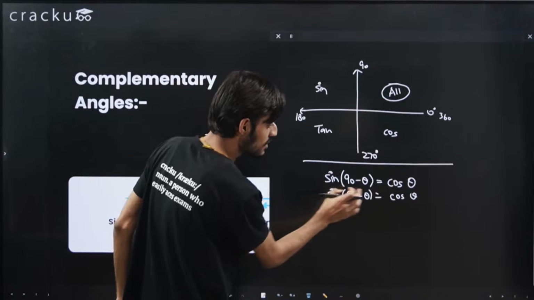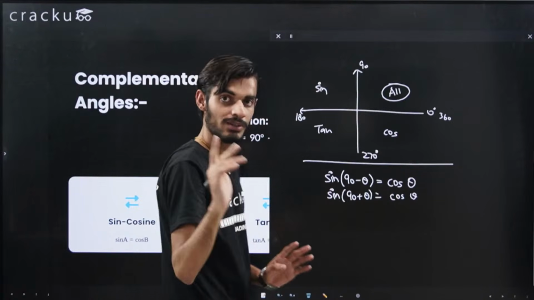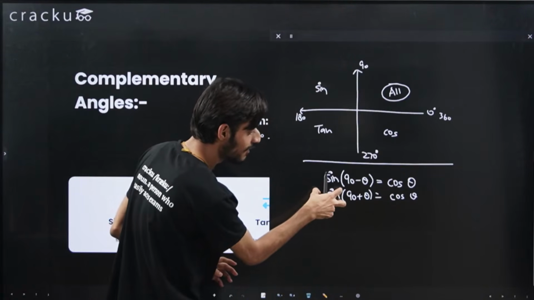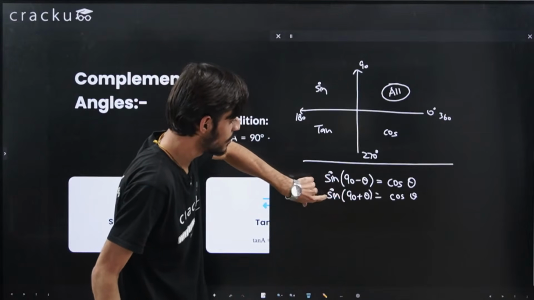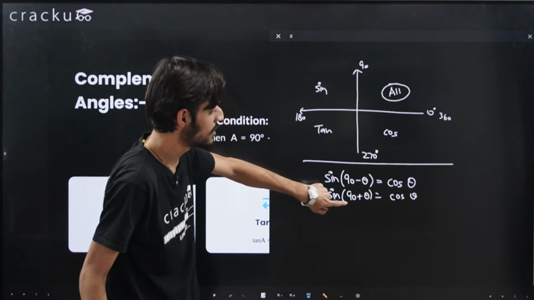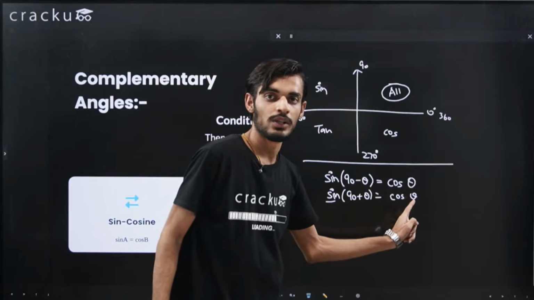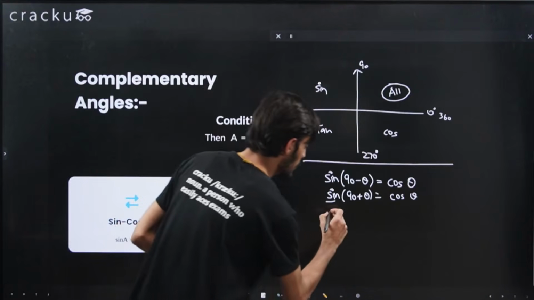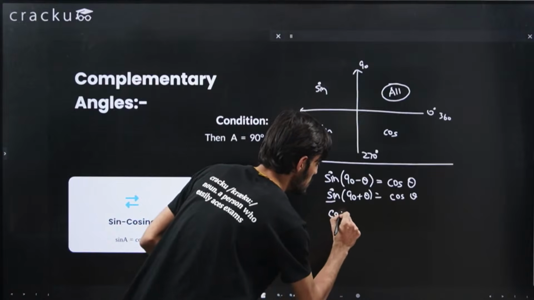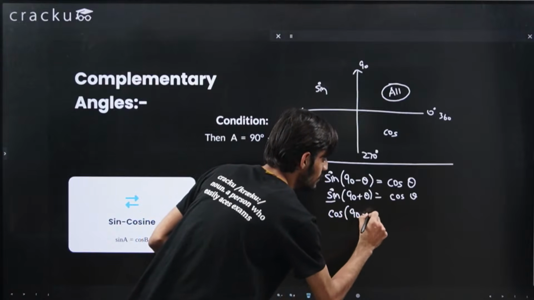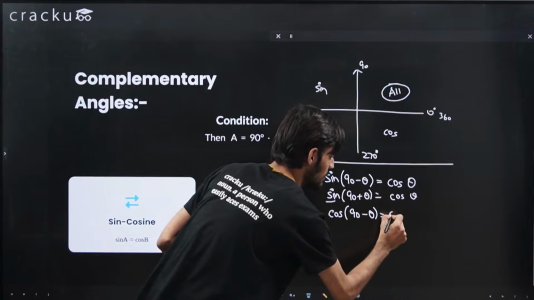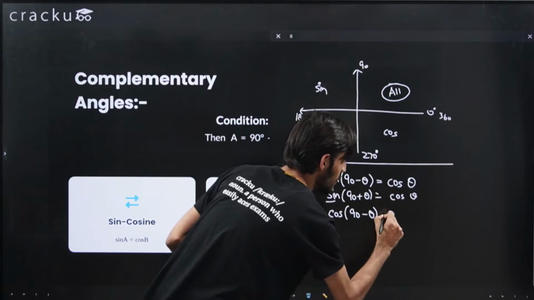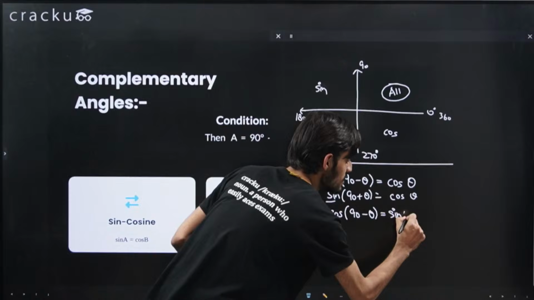Because sign is positive, and also one more important thing is that we need to look at the initial value. So if this is the initial value, sine, and we know that sine is positive in the second quadrant, the resultant value will also be positive. Let me take one more example so that it is more clear to you. Let's say I write cos. Of course, if it is 90 minus theta, then it will be sine theta only, and also because it is in the first quadrant, it will be positive.